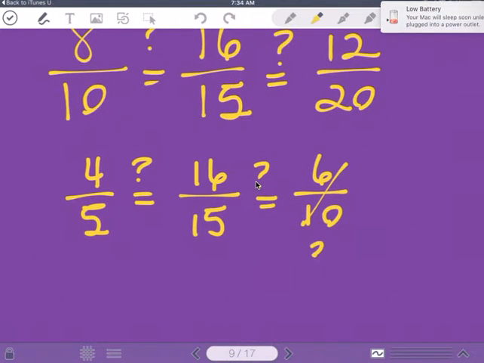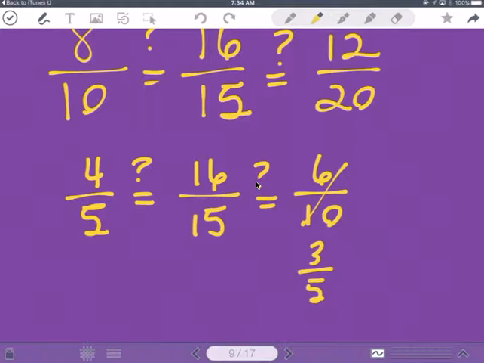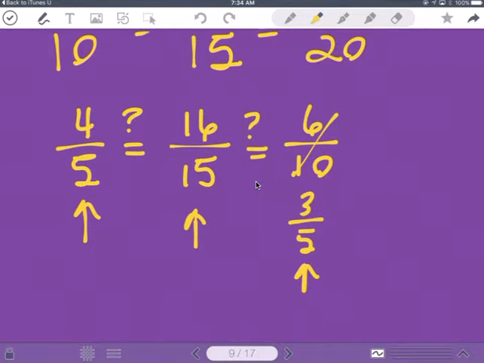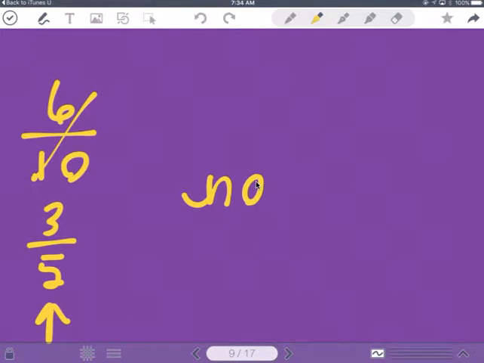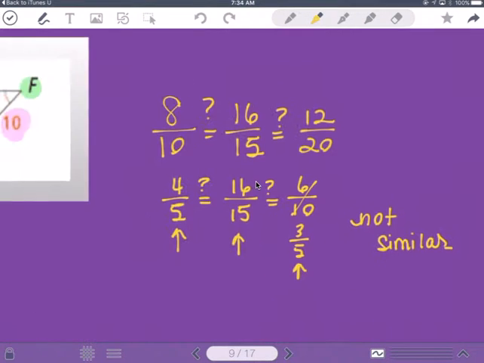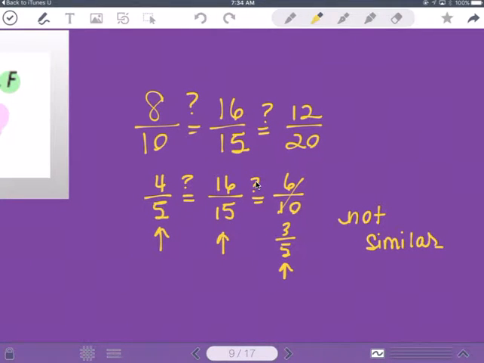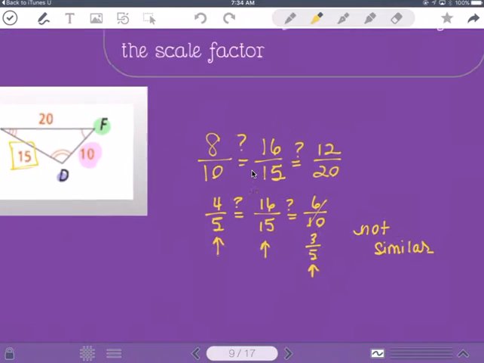Which is the same as 3 over 5. So if you look, we get 4/5, 16/15, and 3/5. So these two figures are not similar. All right, so we set up all the ratios, and we found out that these two shapes are not similar.